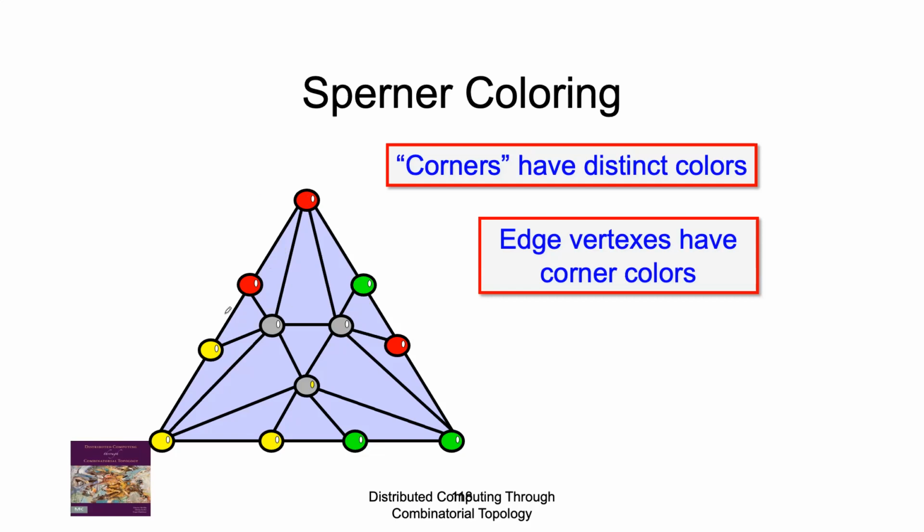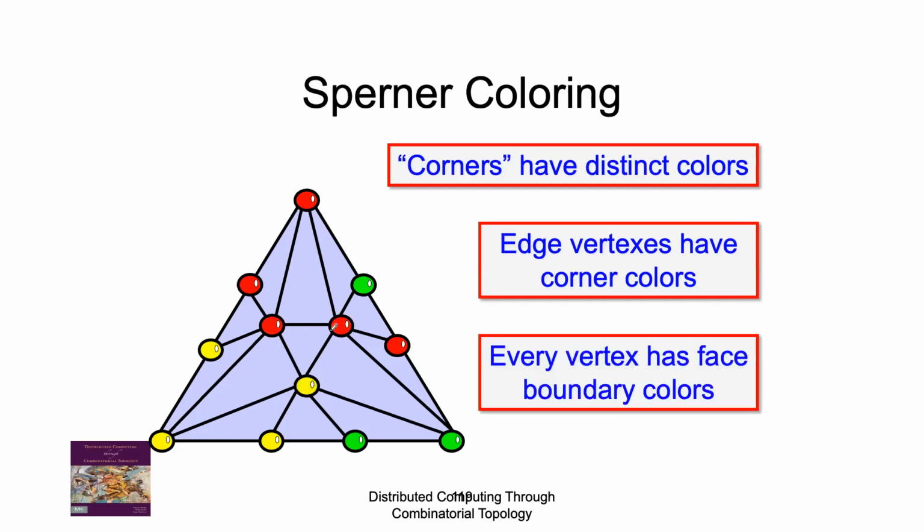Okay, it doesn't have to be this way. For example, I can take both of these to be red or both of these to be yellow. It's just important that the colors here belong to the set of colors of the corresponding corners. And we extend this principle to any face. For example, if I take an interior vertex which belongs to the subdivided face of three colors, yellow, red, and green, it can have any of those colors.